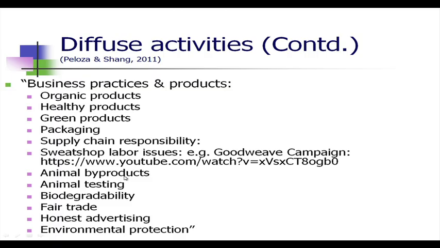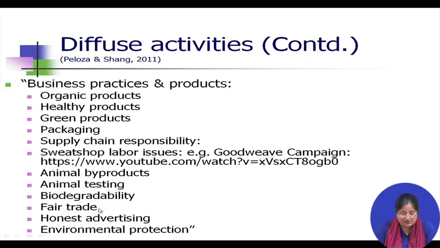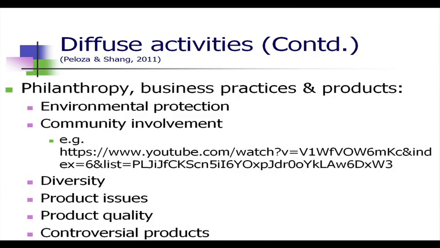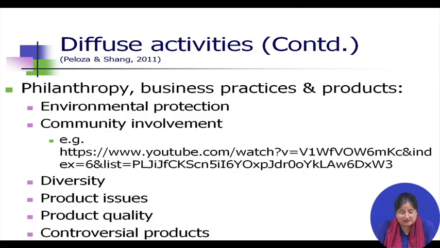Then we have animal byproducts. We are making sure we don't use animal byproducts, animal testing, ensuring biodegradability of our products and advertising it as such, fair trade, honest advertising, environmental protection. All of these are examples of diffuse activities. As far as philanthropy, business practices and products are concerned, you could work on environmental protection, community involvement.